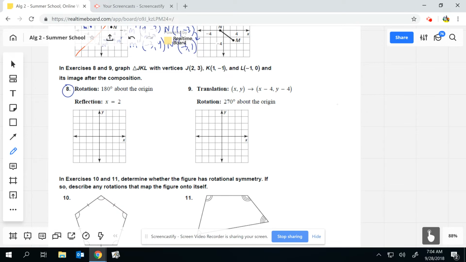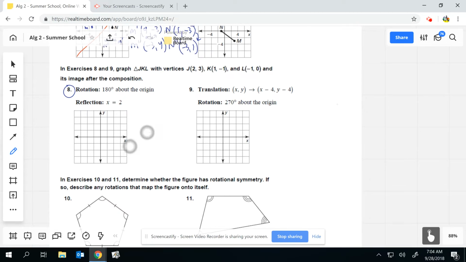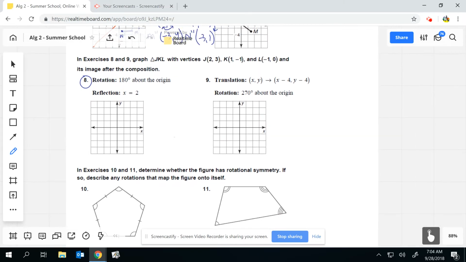Let's look at number 8. So let's graph the original J.